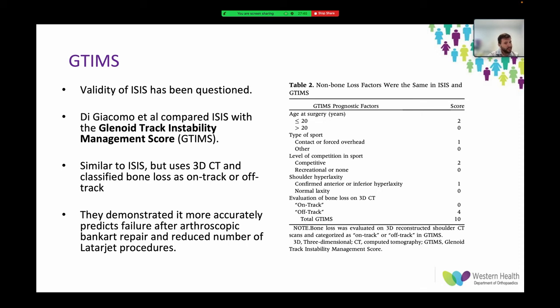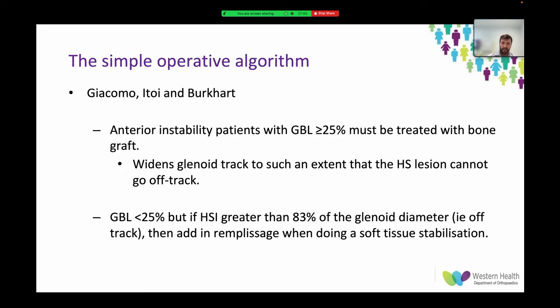The key there is, again, if it's off-track and the patient wants to go back to competitive contact sports, then you're starting to think that you need something a bit more robust than the Bankart.